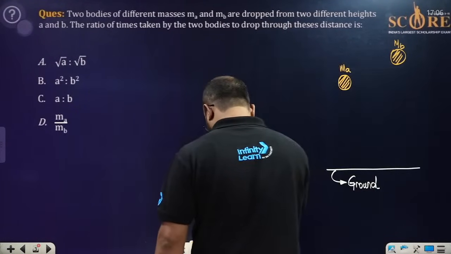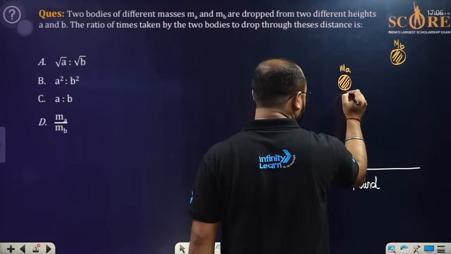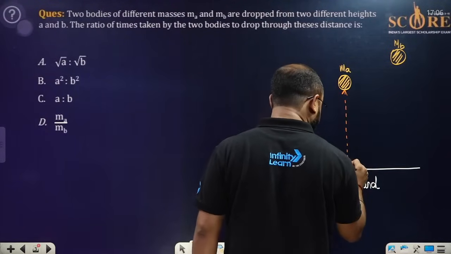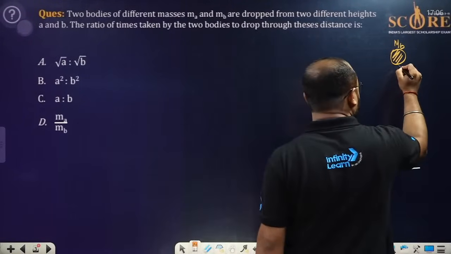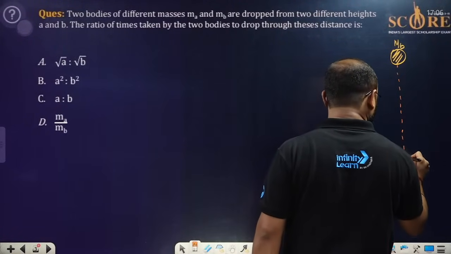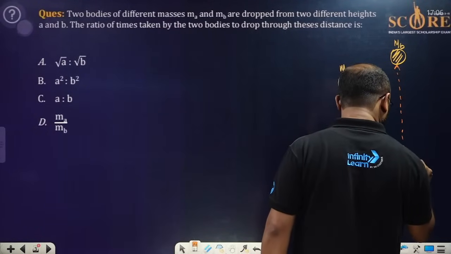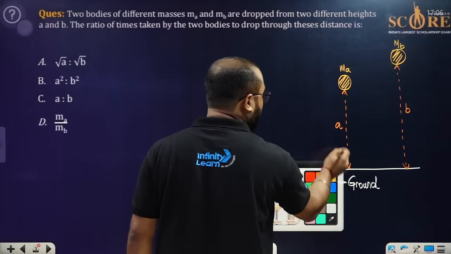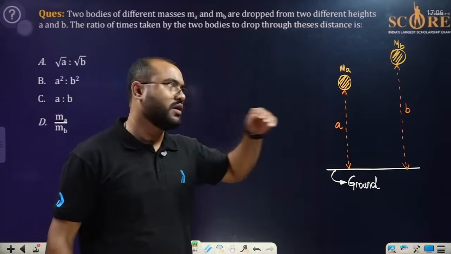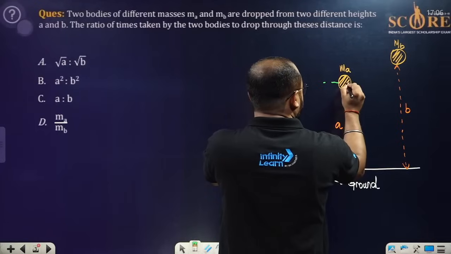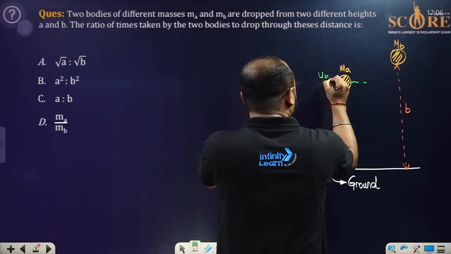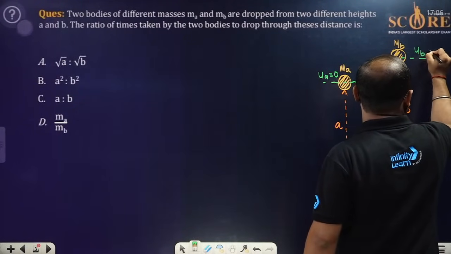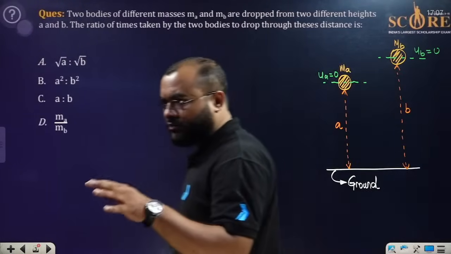Now, when this particular body is trying to reach down, let us suppose the height is A, and for this body, let us suppose the height is B. In both cases, the masses are released from their heights. But in every case, the initial velocity of body A will be equal to 0, and the initial velocity of body B will also be equal to 0.